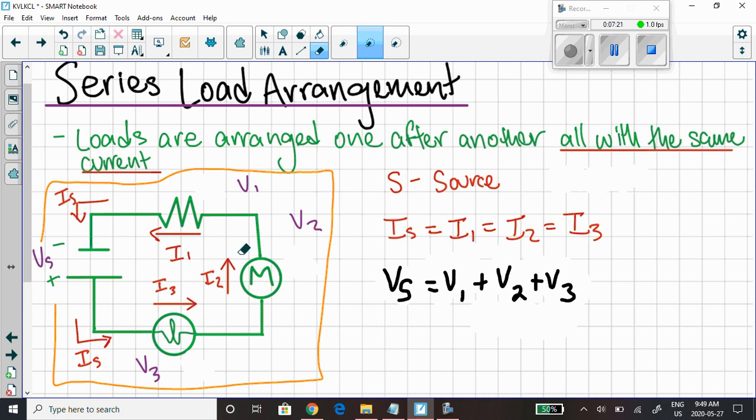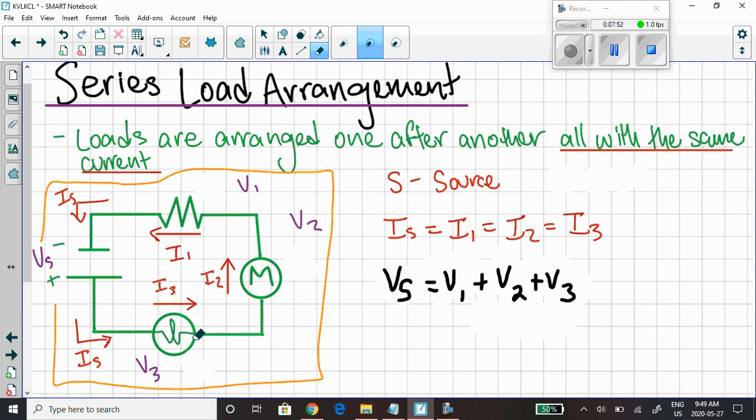Now, when you have this type of arrangement, if you take a look here, the current only has one path. Follow my cursor here. The current only has one path, which means that the current that leaves the battery and the current that enters the battery is the same. And the current that leaves the battery and enters the light bulb, we call that current here I3, is the same. Nothing's changed. You can't lose current.